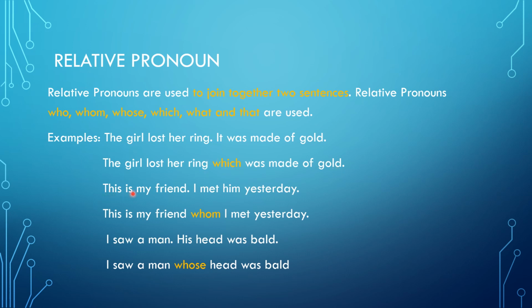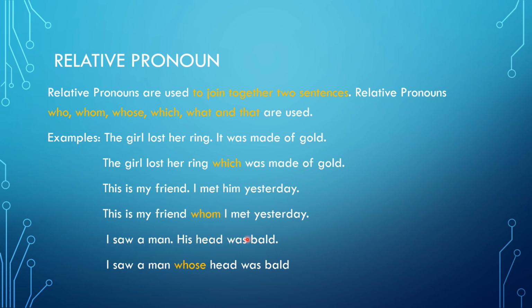The second example, this is my friend, I met him yesterday. You see there are two simple sentences. This is my friend is one sentence, I met him yesterday is one sentence. So you use the relative pronoun to join together two sentences. So the relative pronoun whom is used here, and the sentence reads, this is my friend whom I met yesterday. So this sentence is a complex sentence. We have used the relative pronoun whom.